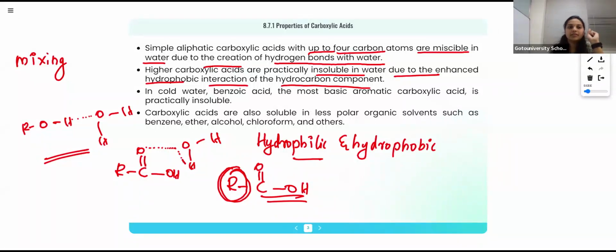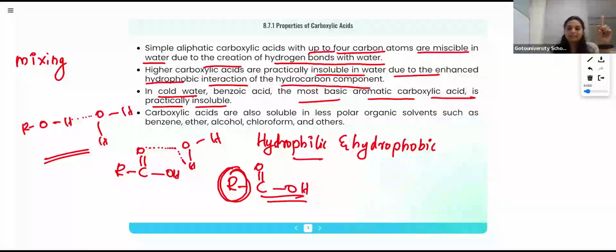Got it? Yes. In cold water, benzoic acid, the most basic aromatic carboxylic acid, is practically insoluble. See, remember, in cold water, not ordinary water or hot water.